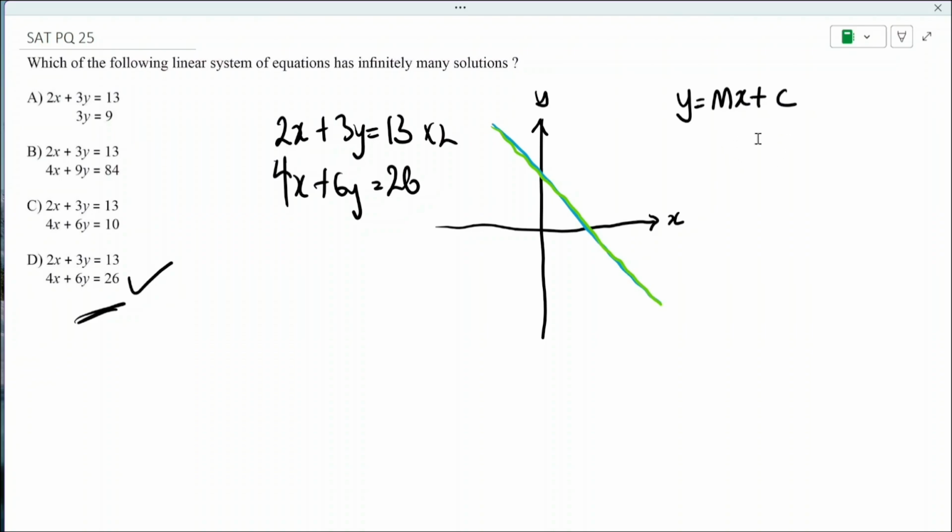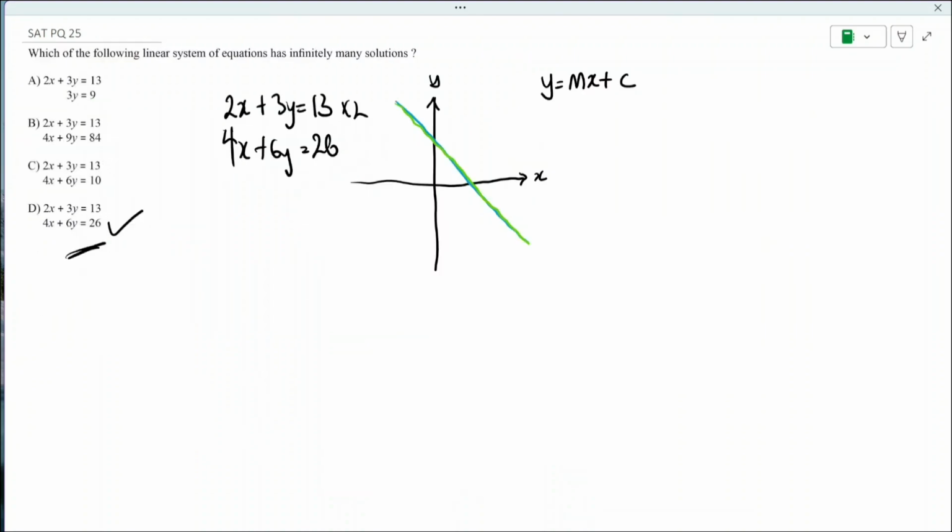So what you're meant to do to solve this question is to convert each of these equations to this format where you have y equals mx plus c. Although we already know the answer is D, so we can use it to explain. Let's take the first equation. You have 2x plus 3y equals 13. We have to rewrite this equation to look like this, where you have y alone on the left and the other values on the right.